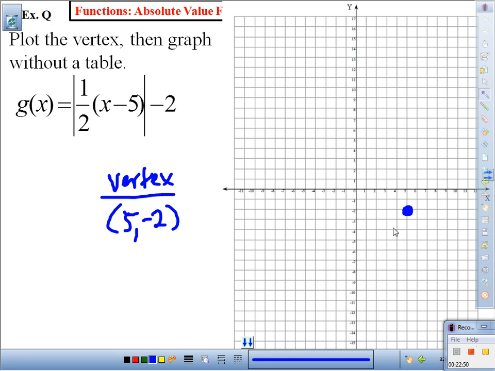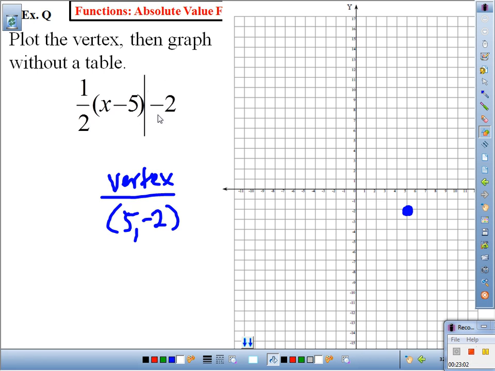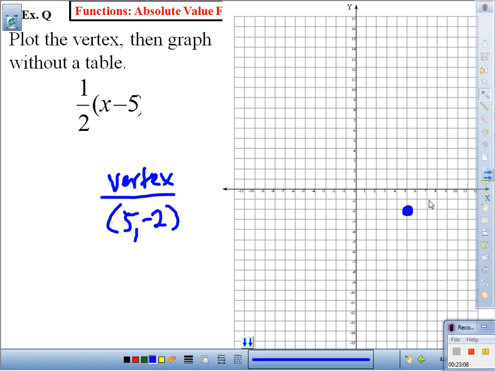Next, I need points. Well, if I was to look at this like a linear equation, what does that look like? Rise over run. That means 1 up, 2 to the right, 1 up, 2 to the right. If that's true, and this is the vertex, that means I can go 1 up and 2 to the left, 1 up, 2 to the left, and there's our function.